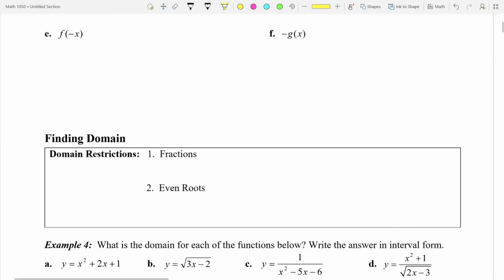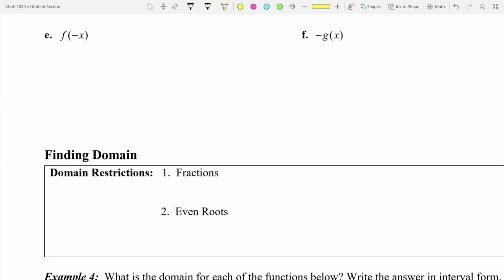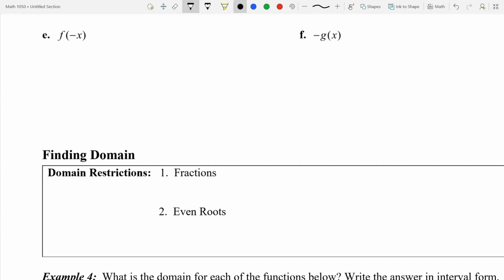Look right here at E. Find f of negative x. That means go into f of x, and wherever I see an x, put in negative x. That's all it means. Very simple, right? So everybody put in equals right there. Make sure your notation looks like mine.